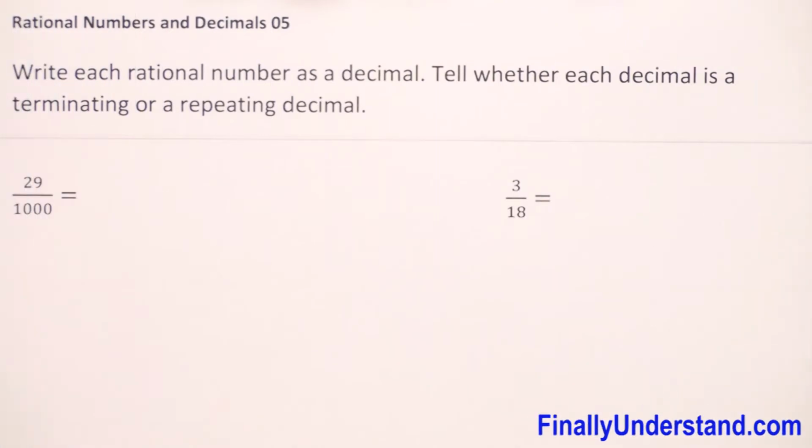Write each rational number as a decimal. Tell whether each decimal is a terminating or repeating decimal. So first we have to rewrite our fractions as a decimal.